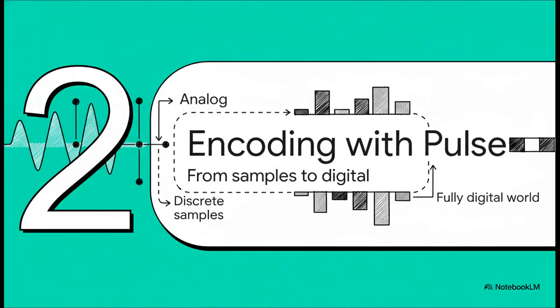So, we've taken our samples. Each one is a snapshot in time, but it's still just an analog voltage level. We're not at ones and zeros yet. We need a way to represent that value, so this is sort of an intermediate step, a bridge to get us closer to our goal.